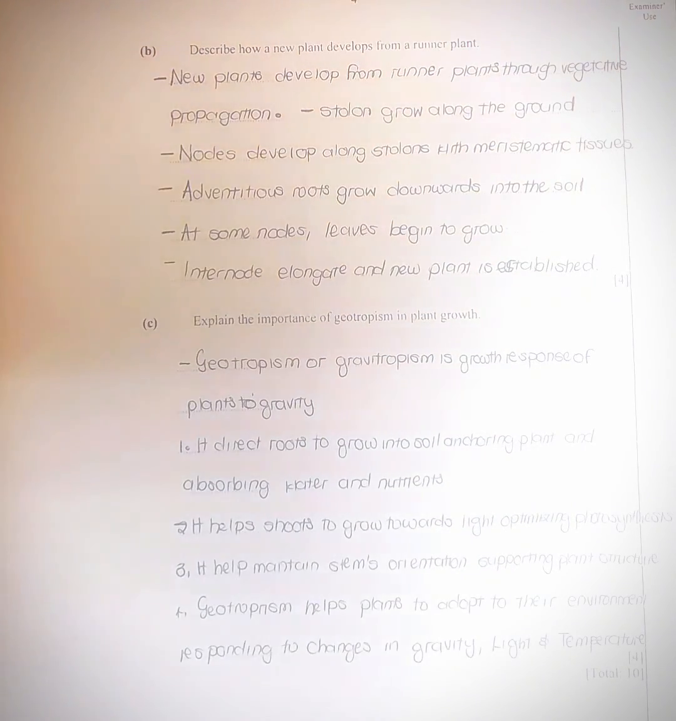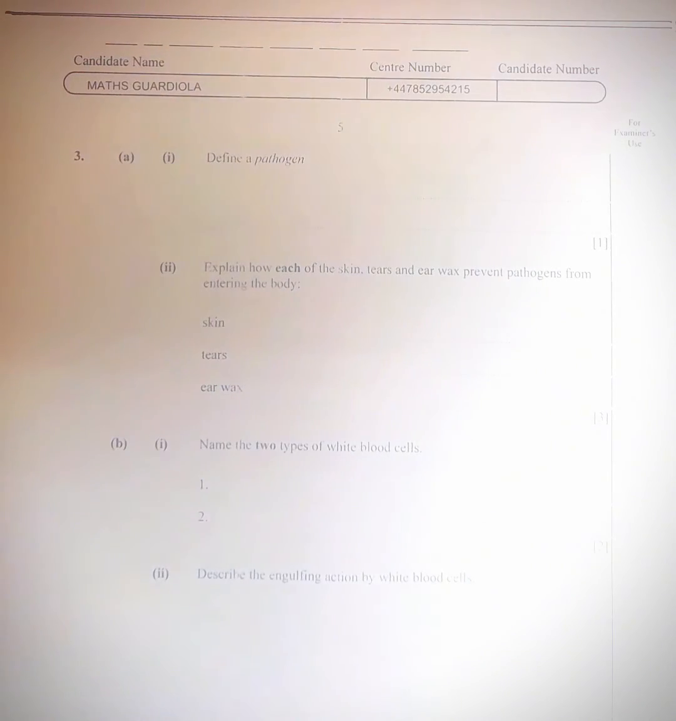Let us now proceed to number 3. Number 3A, part 1, define a pathogen. So pathogen is a biological agent that causes disease or illness in an organism. Examples of pathogens, they can be bacteria, viruses, fungi, and protozoa.